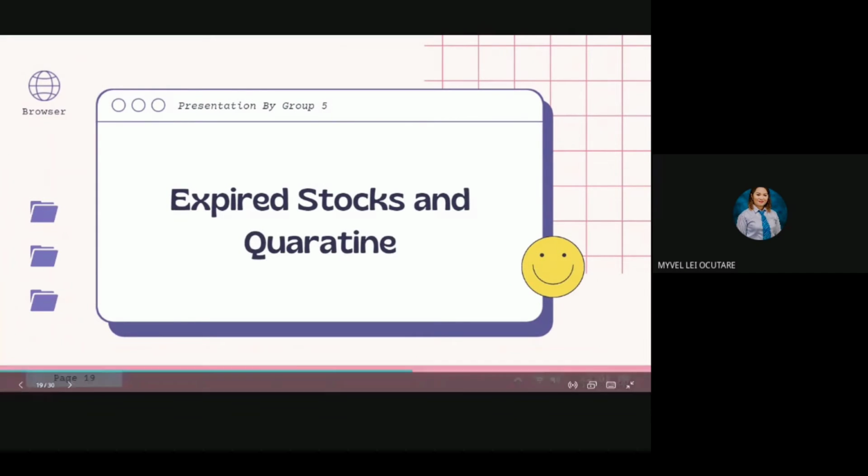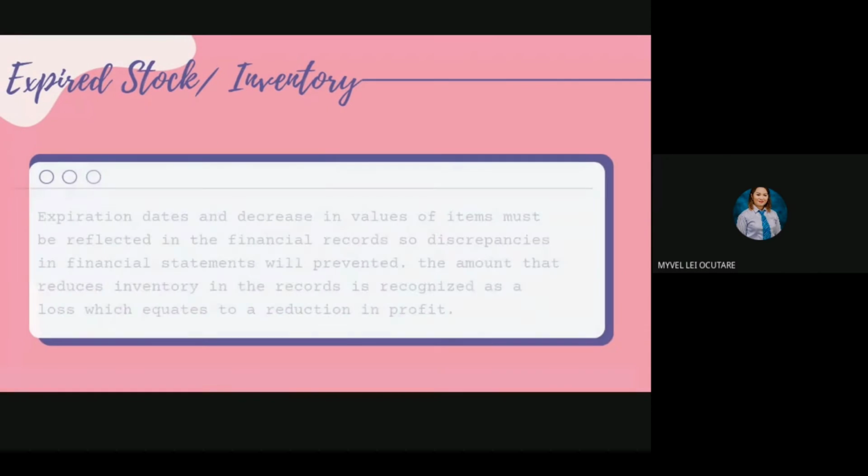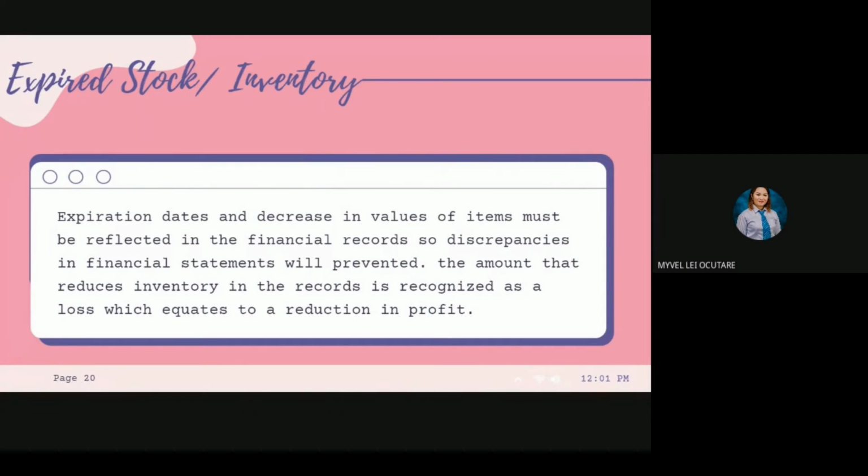Expired stocks and quarantine. Expired stocks is when the expiration dates and decrease in values of items must be reflected in the financial record, so discrepancies in financial statements will be prevented. The amount that reduces inventory in the record is recognized as a loss, which equates to a reduction in profit.